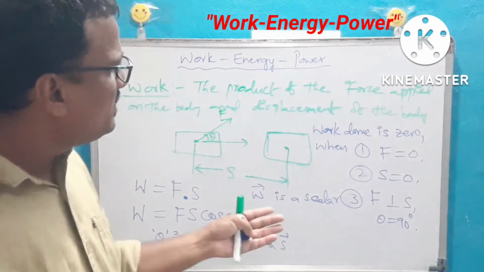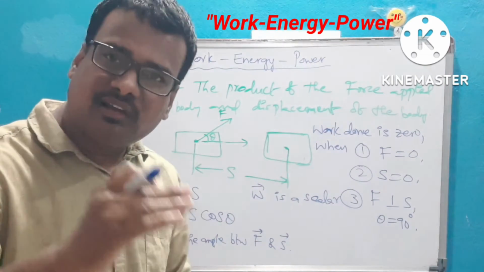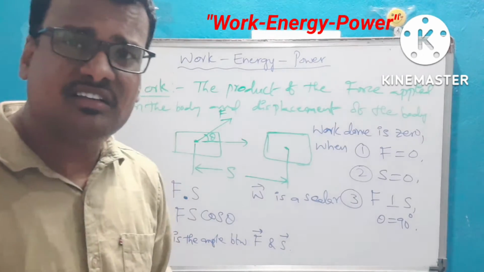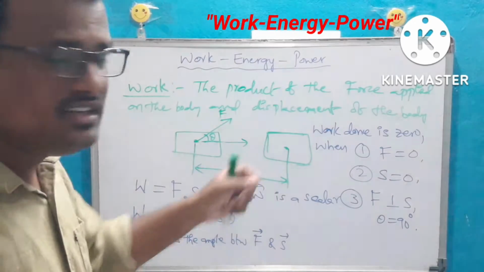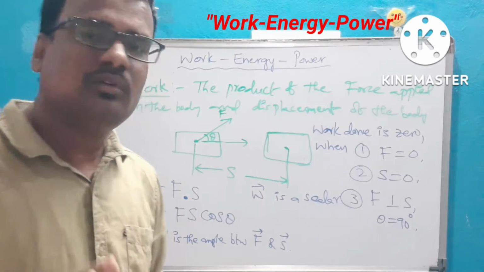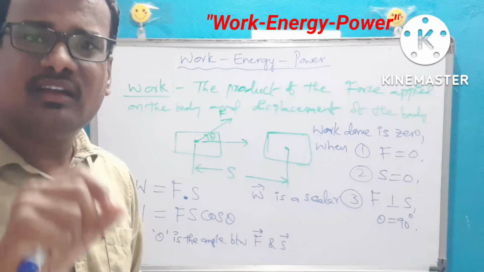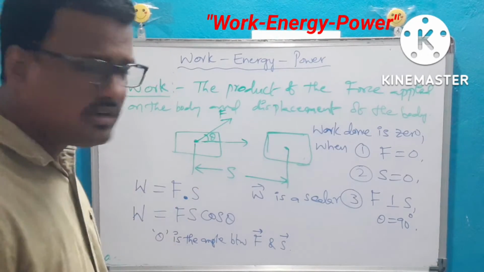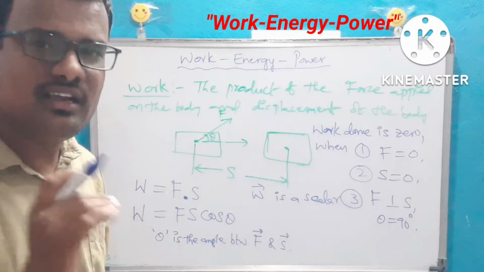So in three cases, first, when force equals 0, the work done is 0. When displacement is equal to 0, the work done is also 0. And when the angle between the force and displacement is 90 degrees, or force and displacement are perpendicular to each other, the work done will be 0. That means no work is done in such cases. Here you must remember, work done is a scalar quantity.